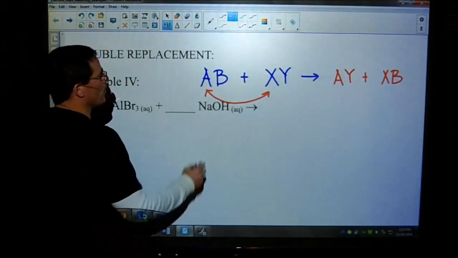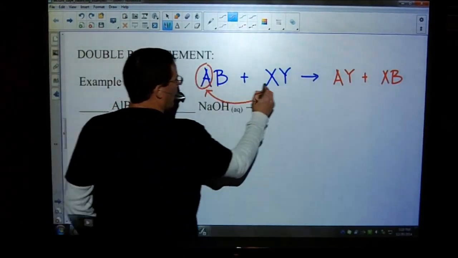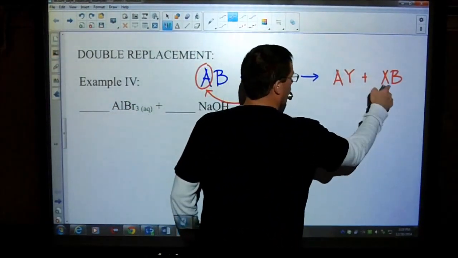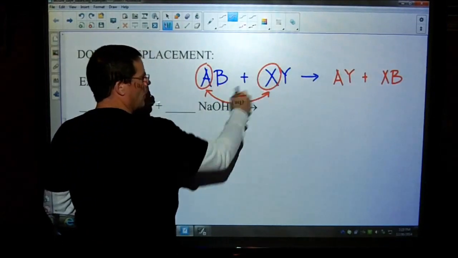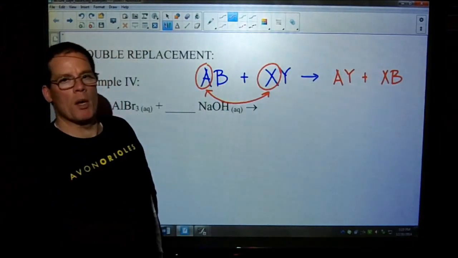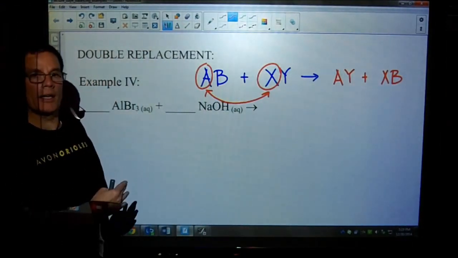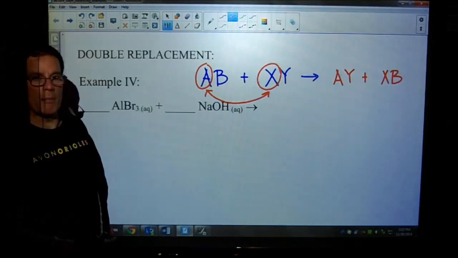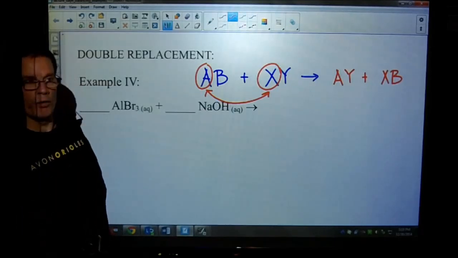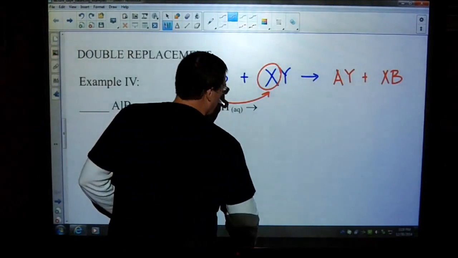Just make sure that you realize these are metals. They must be written first. They're switching partners with the nonmetals. So you have to be aware that these are all ionic compounds. A metal must be with a non-metal. A metal must be written first. So be sure that you do that.